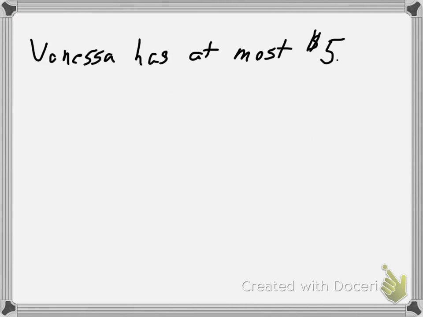Let's look at our next one. Vanessa has at most $5. I'm going to start with my inequality here. Vanessa, I'm going to say, is V. If Vanessa has at most $5, that means the absolute most she can have is 5, but she probably has something less than that. So I'm going to say V is less than or equal to 5.